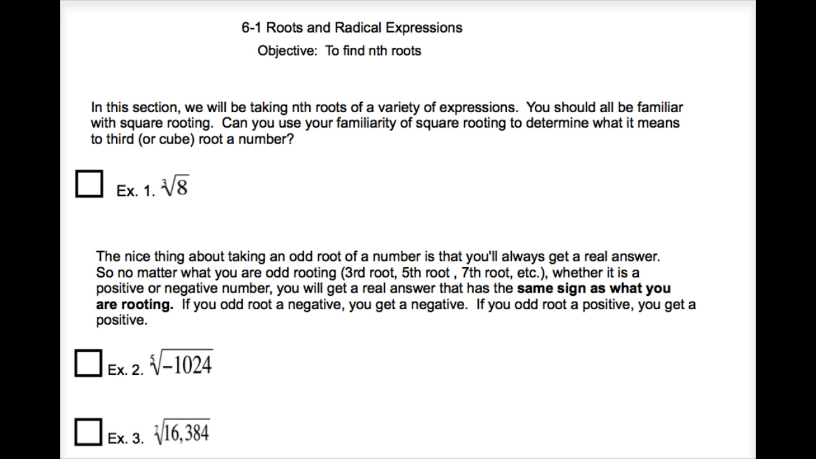Our first example, I've got what would be read as the third root of 8. Simply means this. What do you take times itself 3 times to get 8? So something to the third is 8. The third root of 8 is, saying to yourself, what to the third is 8? So what to the third is 8? Well, that would be 2. 2 times 2 times 2 is 8.